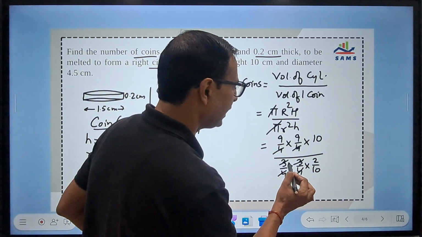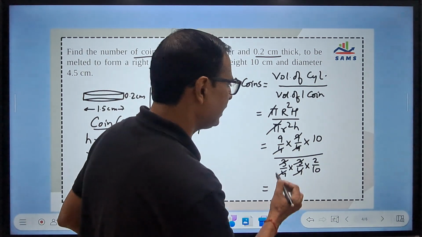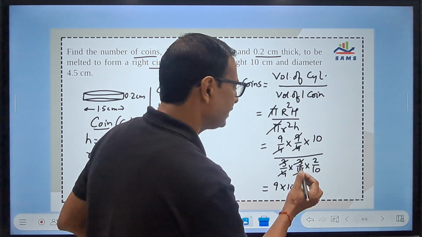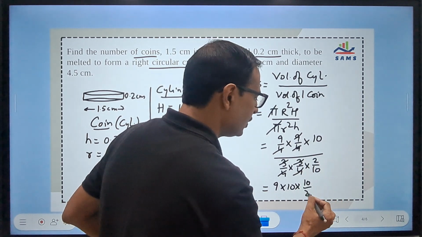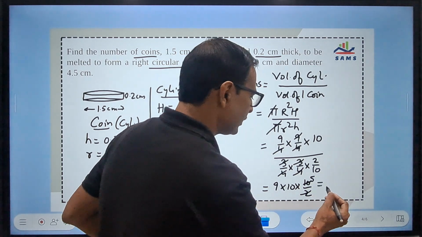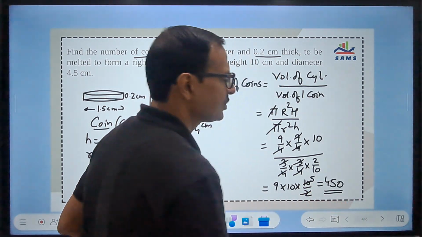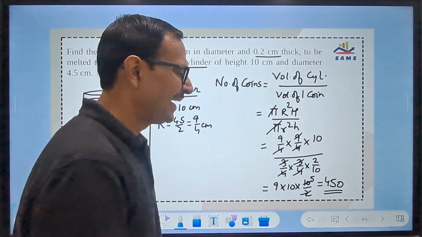3 and 3, 9 cancels out the 9, and your answer will be, I think 9 into 10 is left in the numerator, and then this 2 by 10 will go in the numerator and become 10 by 2. So this is 5. So the answer is 90 times 5, 450. So 450 coins are required to make that cylinder.